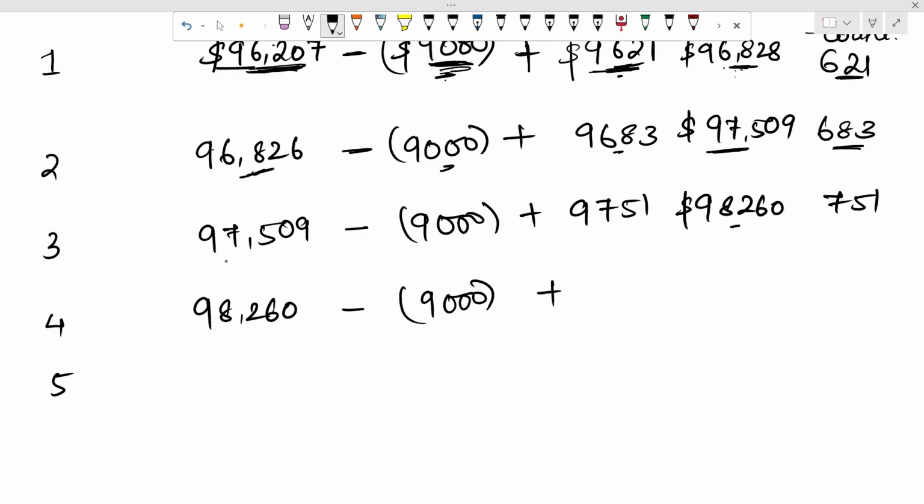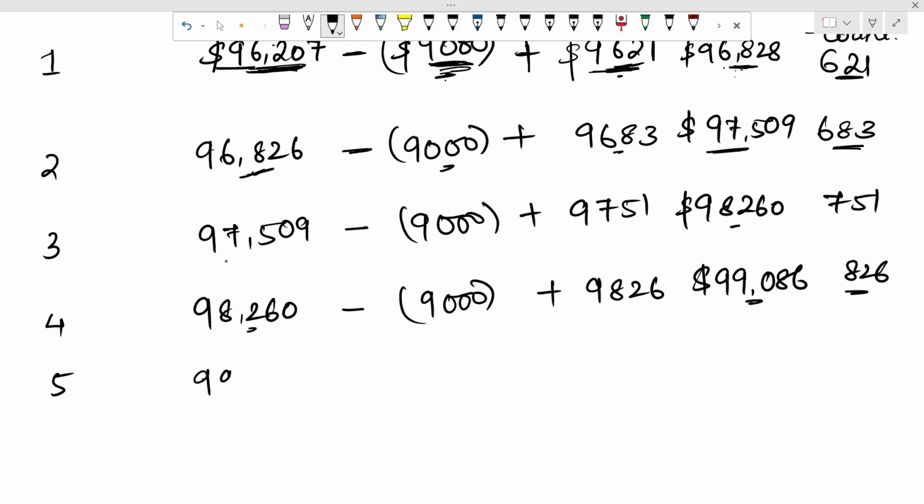Plus interest expense, 10% of opening balance. So here it is 9826. So the closing balance will be 98,260 minus 9,000 plus 9826. We get $99,086. So the amortization of discount here is 826. Fifth year, the opening balance of fifth year will be the closing balance of fourth year.